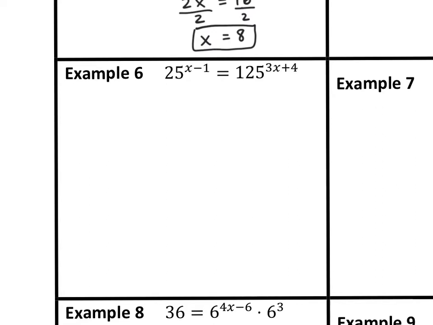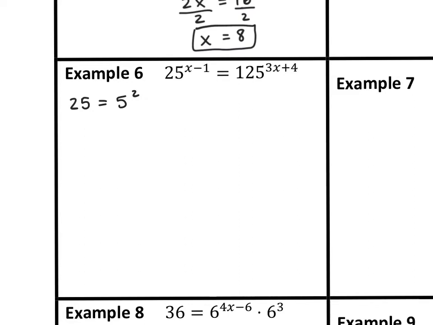Okay, so here I see 25 and 125. Is there some way to write these bases, the base of 25 and the base of 125? Do they have a common base? What I mean by that is, what you should think of is 25 is equal to 5 squared, isn't it? 5 times 5 is 25.